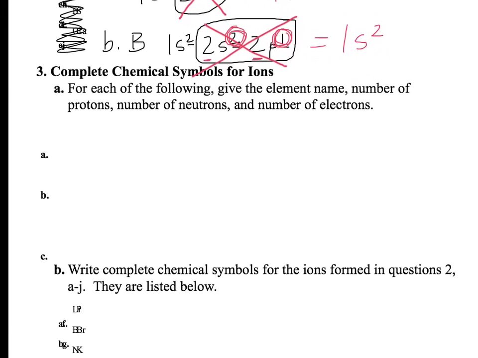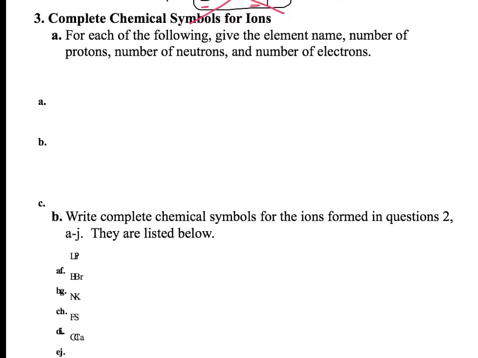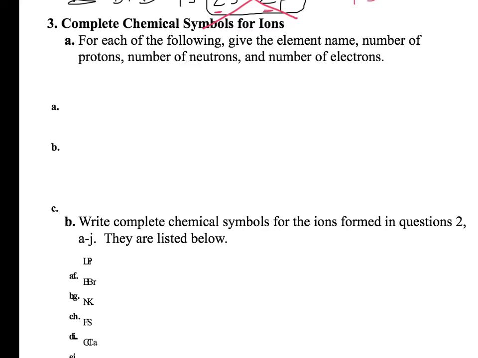The next section in your notebook task is the chemical symbols for ions. So for each symbol you're going to give the element name, the number of protons, the number of neutrons, and the number of electrons. And again, this didn't come across in my copy of this, so I'm just going to write the first one. So we've got this configuration, okay, is what is written on your paper.